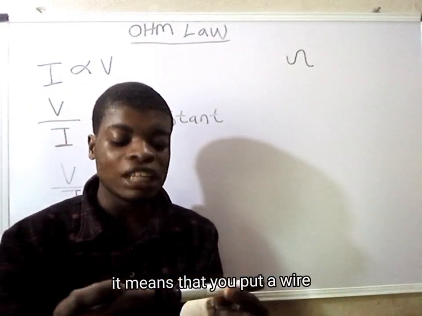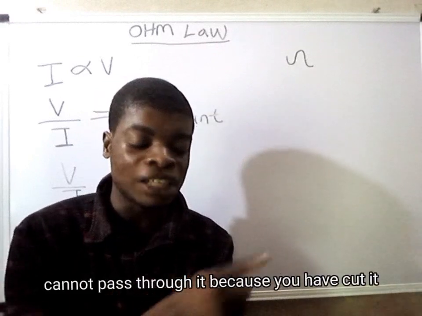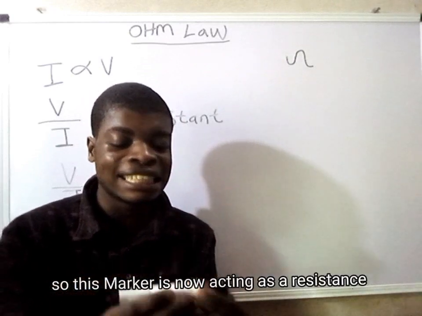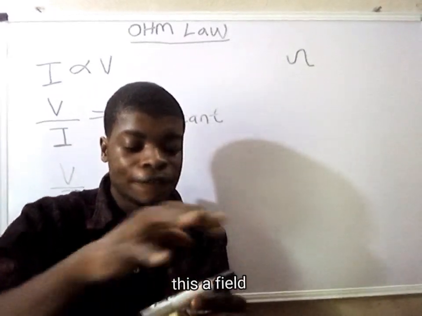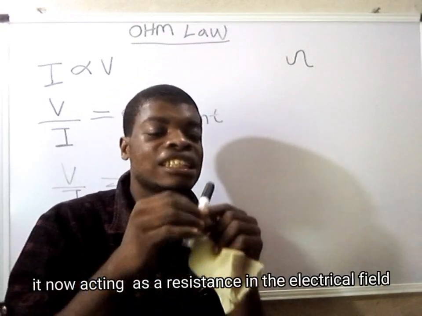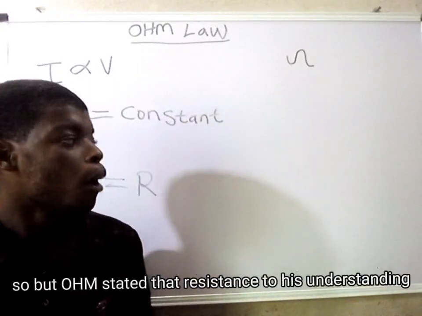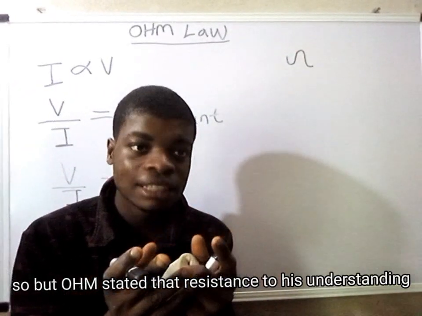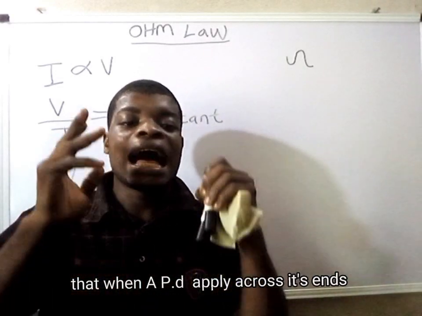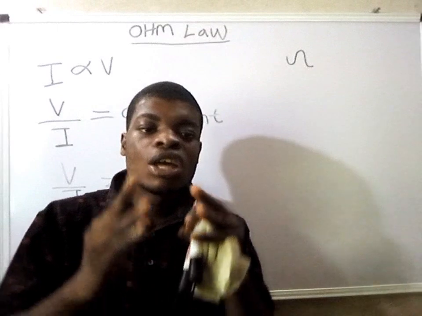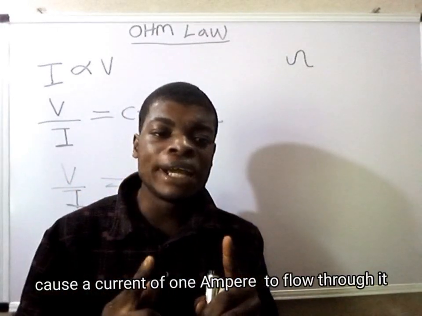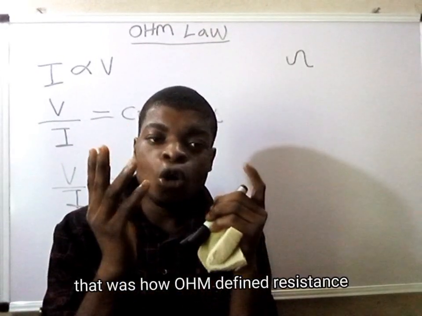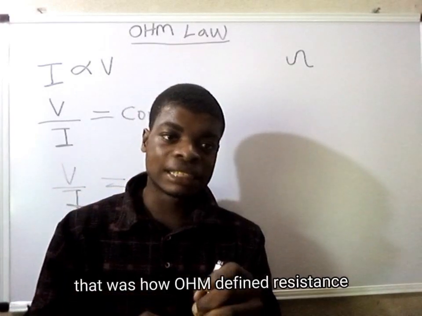It means that you put a wire and electric charge through here, it cannot pass through here because you have cut it. It's not a short circuit. So this marker is now acting as a resistance. Let's say this is a field. It's now acting as a resistance in the electrical field. But Ohm stated that resistance, to his own understanding, is when a PD applied across its ends causes a current of 1 ampere to flow through it. That was how Ohm defined resistance.